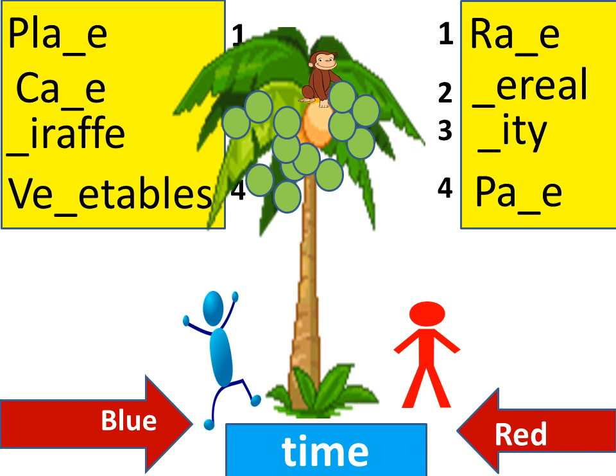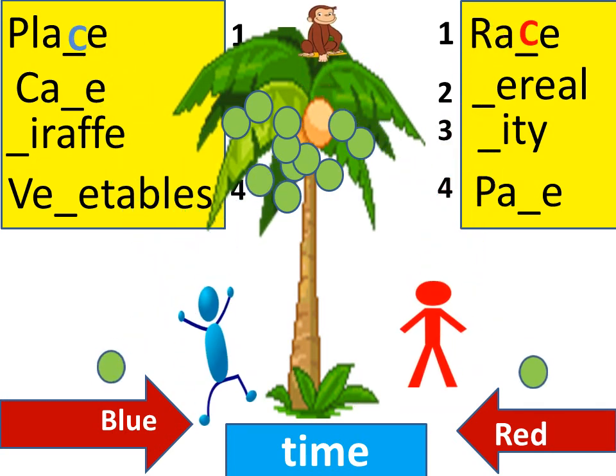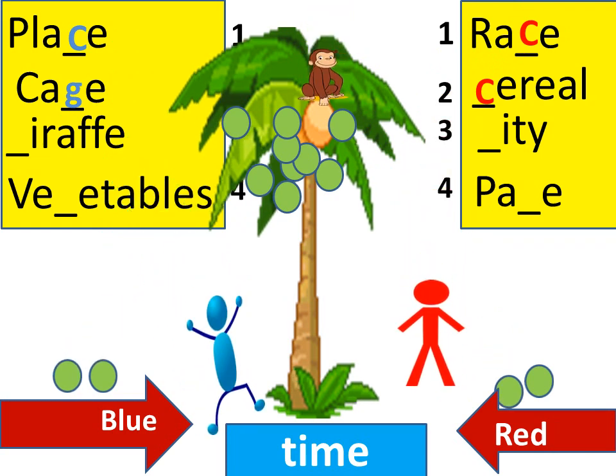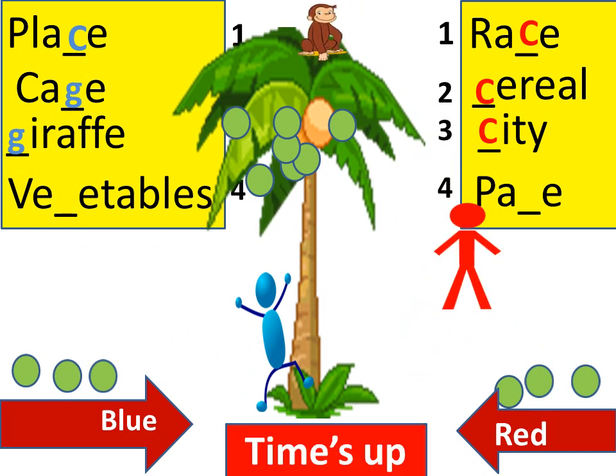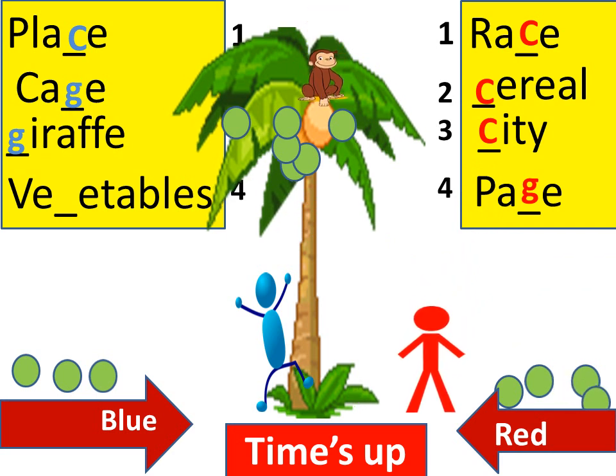Now 20 seconds start. Very good. Now well done. Now the last one. Try your best. Your time is running out. Come on. Now let's finish this game. So Red is very good. Now pronounce all of them, Red.